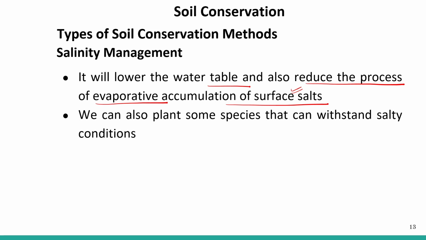We can also plant some species that withstand salty conditions. Nowadays we have so many developed species that can grow in high salinity soil. So if we have a high salinity soil, then we can grow the particular crop that can withstand that high salinity environmental condition, and that crop can give you a good yield, right? So these are things that we can adopt.